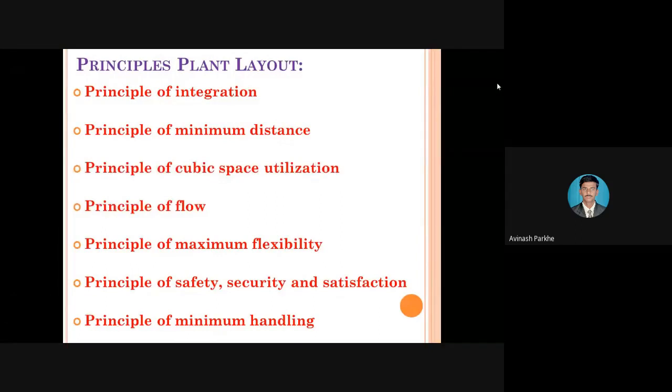So what is the first principle? That is the principle of integration. Based on this integration concept, we have discussed so many things in chapter number 2 and chapter number 3. So what is meant by integration?